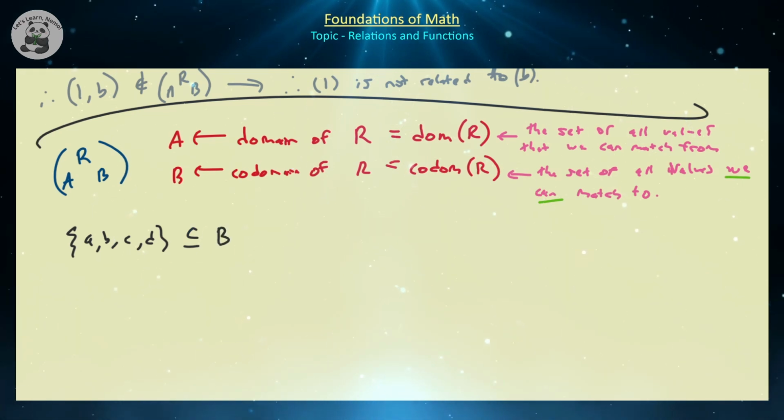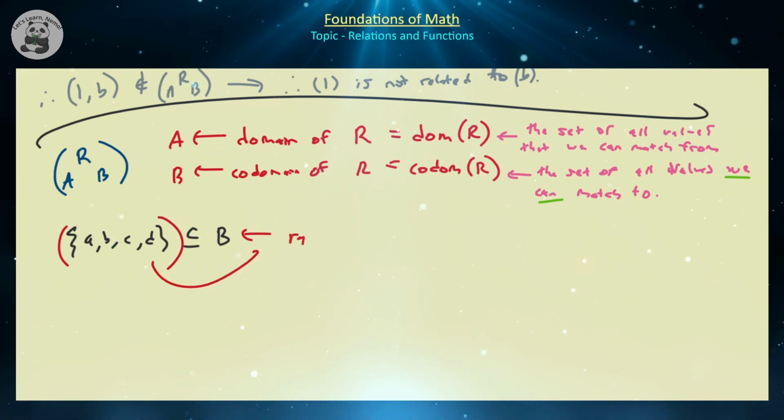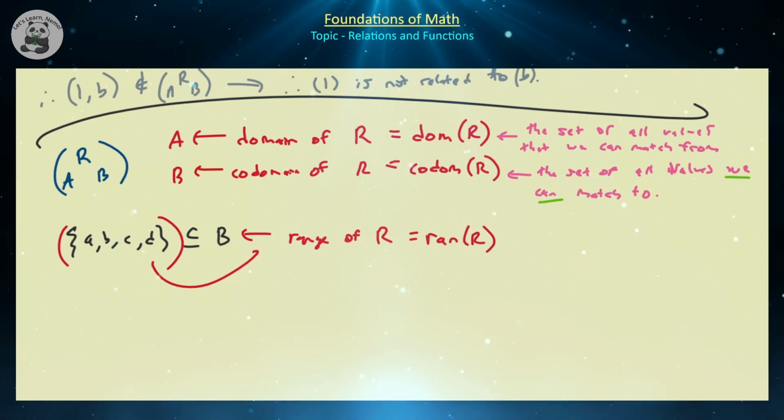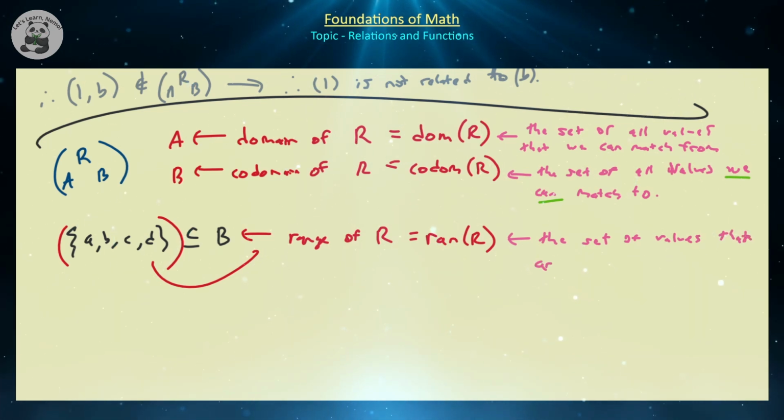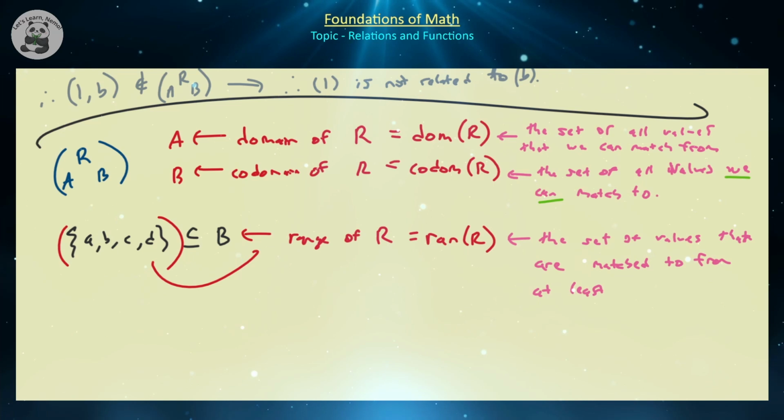And for this particular example, this set here is called the range of the relation R, which we're going to be denoting by RAN of R. And the range of R is the set of values that are matched to from at least one element in the domain.